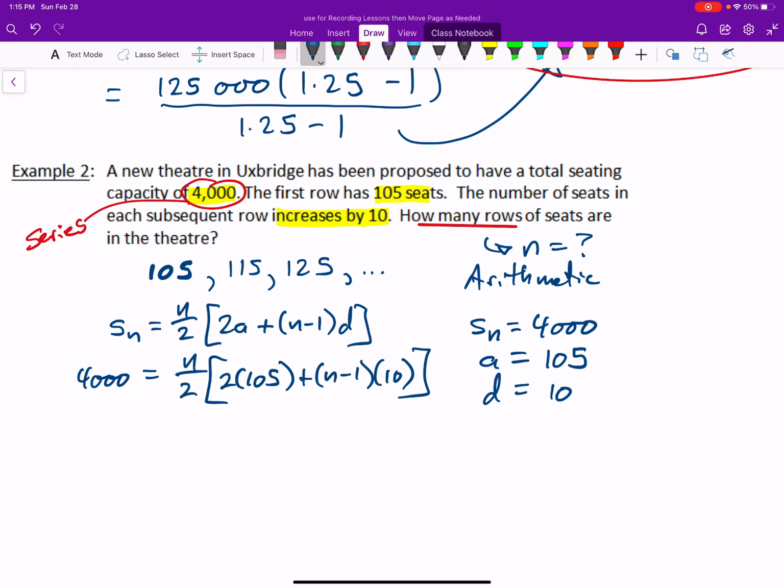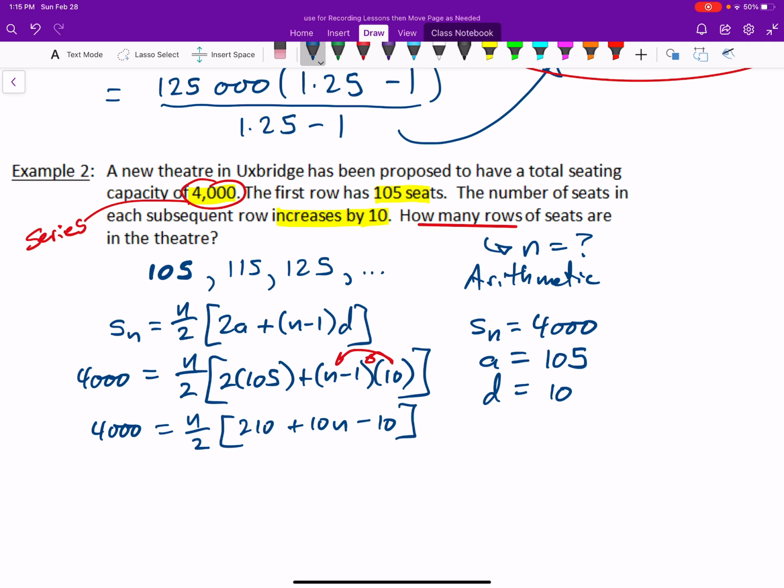All right, so we can simplify a little bit. 4,000 equals n over 2 times 210, my mistake, 210. And then I can do distributive law here. I can multiply both of these by 10. So plus 10n minus 10. And I can simplify more, but I'm going to have to start isolating n.